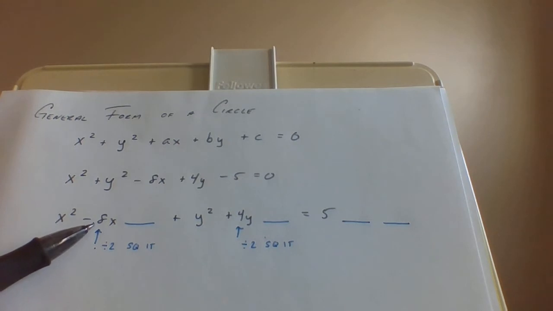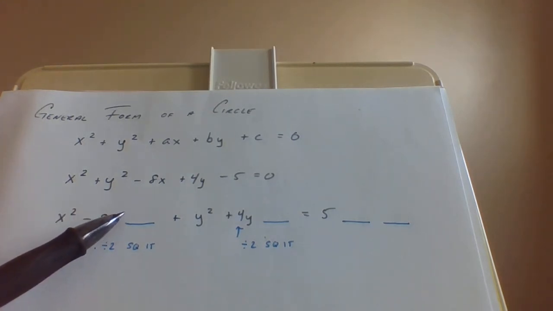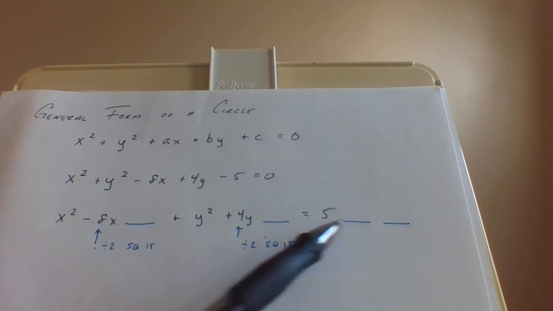So if I work with my 8 and I divide it by 2, I'm going to get 4. 4 squared is going to give me 16. So I'm going to add 16 into this slot, and I'm also going to have to add a 16 to the other side of my equal sign.